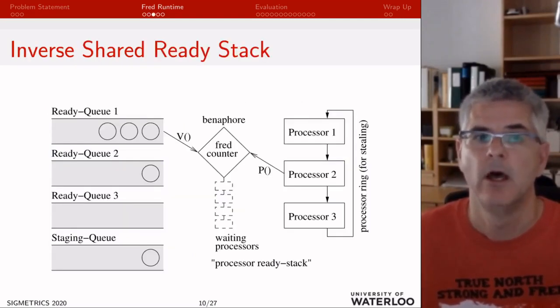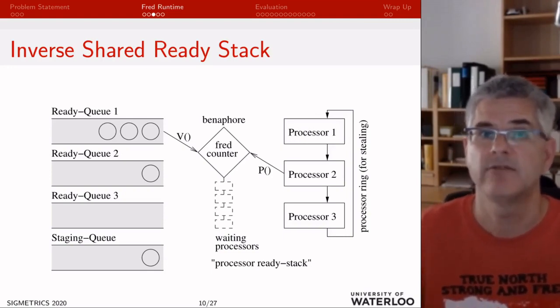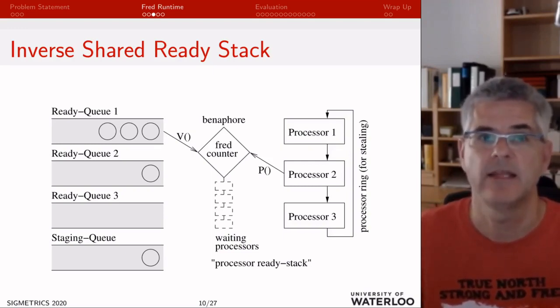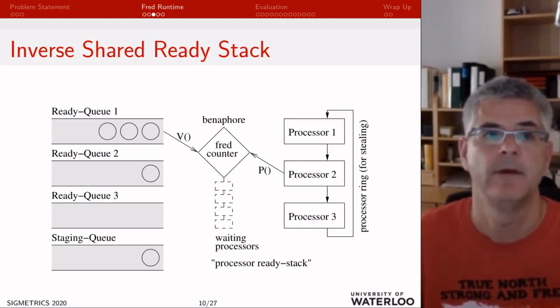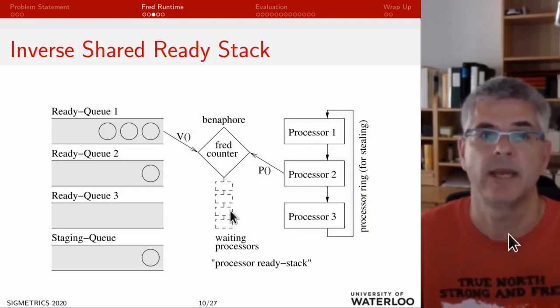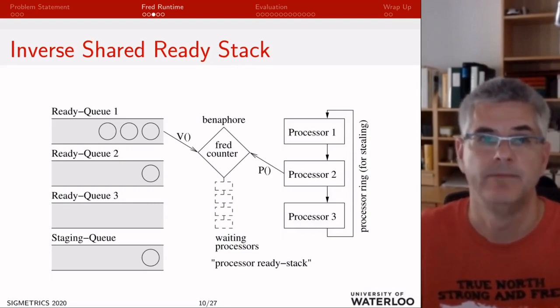The central data structure used to manage processors and threads operates like a semaphore and is called inverse shared ready stack. A processor here represents a system thread running on a hardware core. The name of the data structure is derived from a shared ready queue, but the term inverse refers to the fact that the shared data structure queues processors instead of threads. Also, processors are kept in a stack rather than a queue.